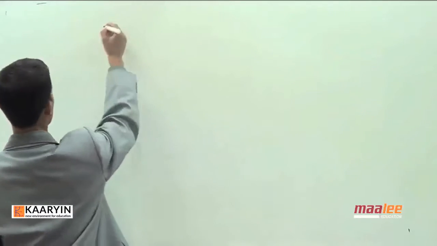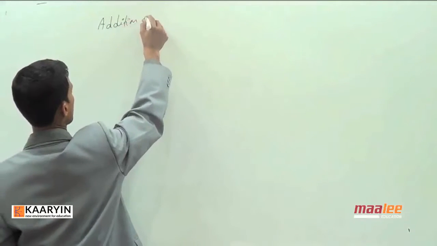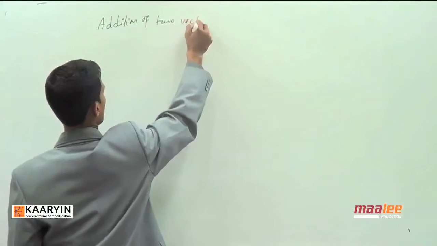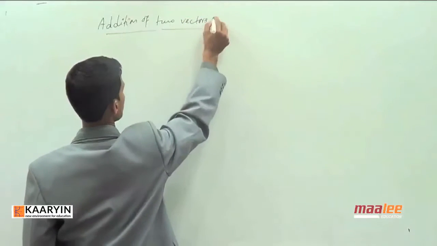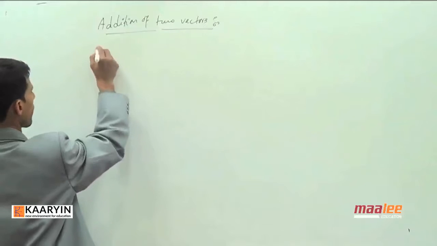Last class we were talking about what is the addition of two vectors and what is the subtraction of two vectors. In today's class we will talk about how to find out the resultant of two vectors by using simple formulas. So as you have seen the addition of two vectors, we have used our parallelogram law.